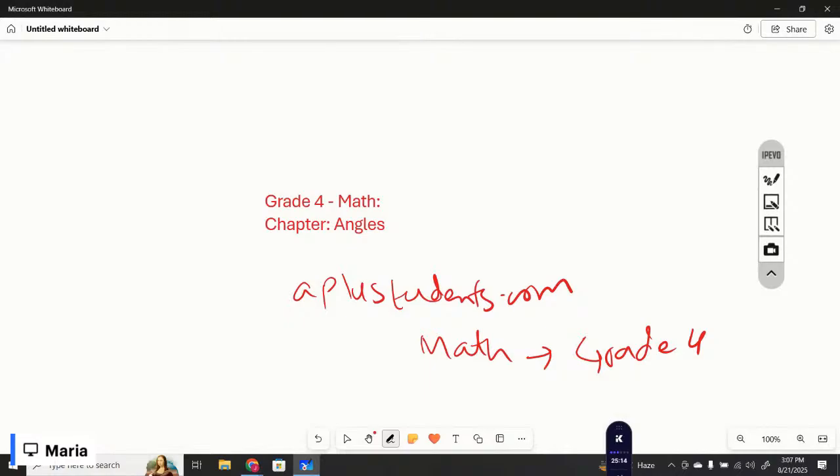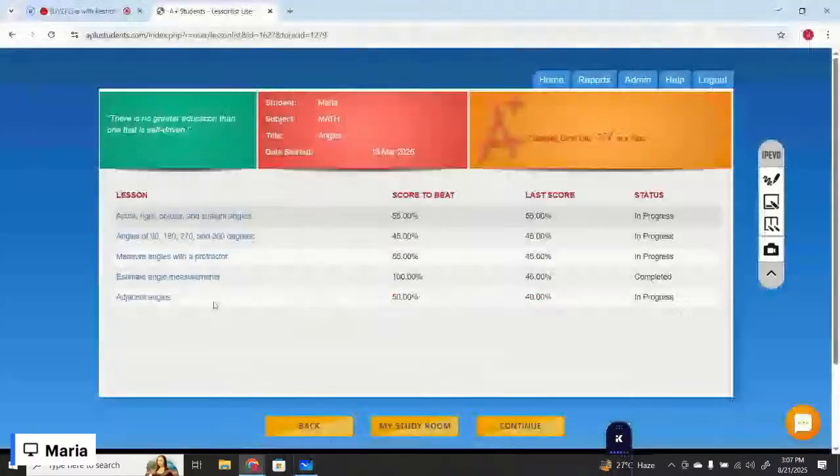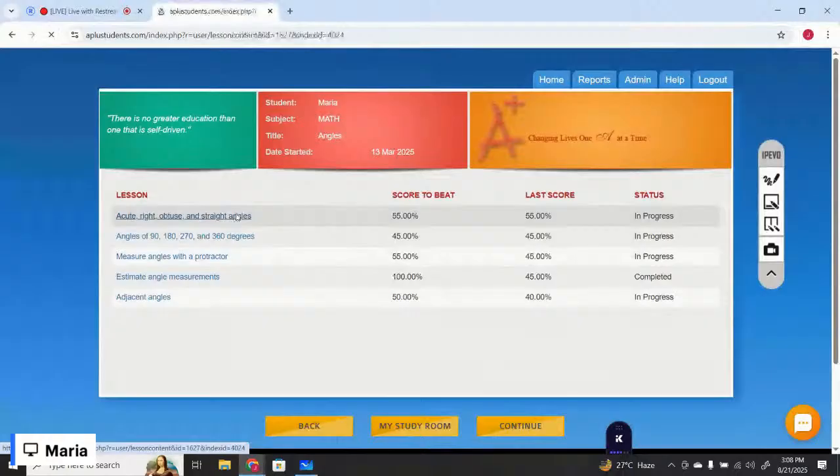So here I'm on grade 4 math. Let's just start with the chapters. I'm going to start with the first lesson, that is acute, right, obtuse, and straight lines. Let's just start with the lesson.